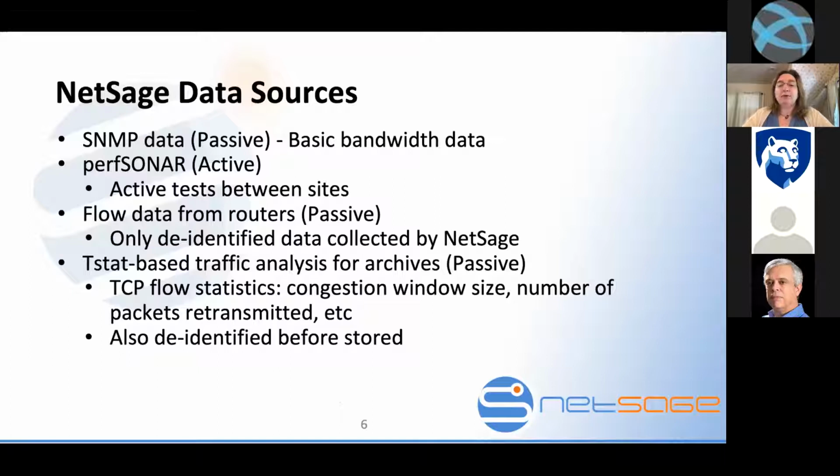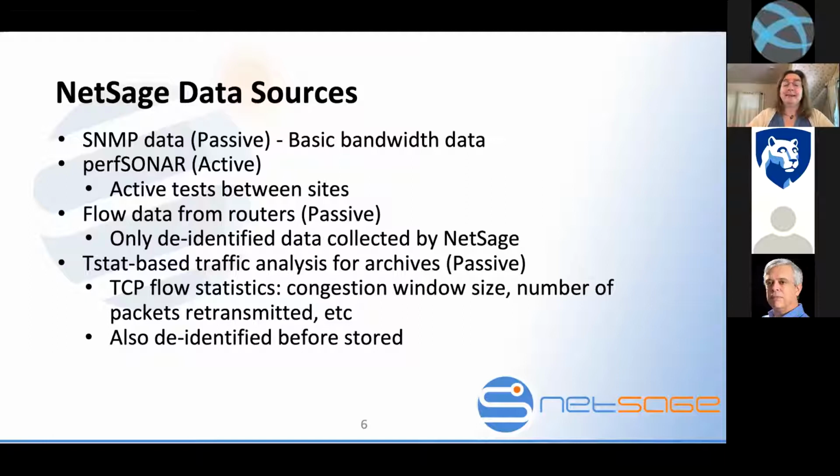Every measurement and monitoring tool is only as good as the data included in it. So we use SNMP data, which is passive. This is your basic bandwidth data. It's shared pretty broadly. We use active monitoring through perfSONAR measurements. I'm actually not going to talk about that piece pretty much at all today. But we also collect flow data.